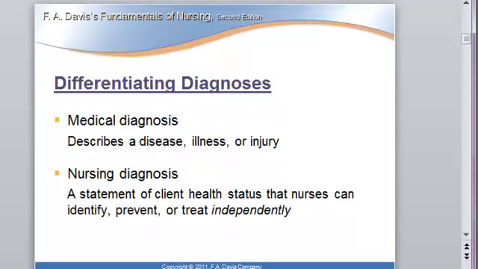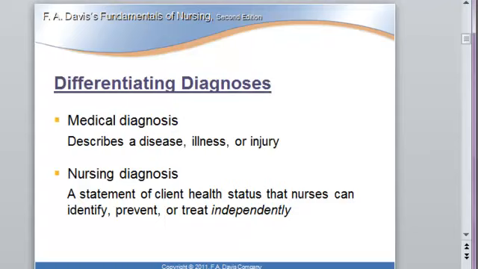As we differentiate our diagnosis, as we did with our assessment, we look at the medical diagnosis, which describes a disease, an illness, or an injury. Its purpose basically is to identify a pathology so that appropriate treatment can be given.